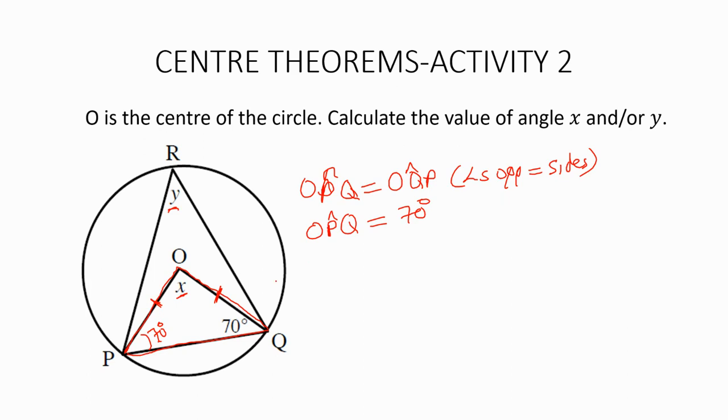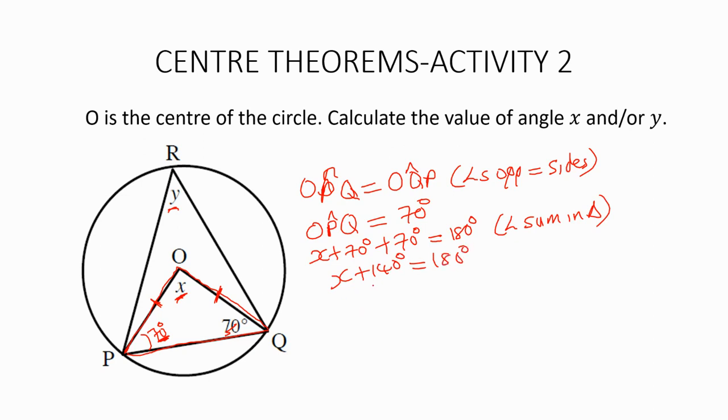Okay, right. Now, if we add these three angles, X plus 70 plus 70, we must get 180 degrees. So X plus 70 degrees plus 70 degrees equals 180 degrees. Why? Because it's the angle sum in a triangle. Right, so it means X plus 140 degrees equals 180 degrees.